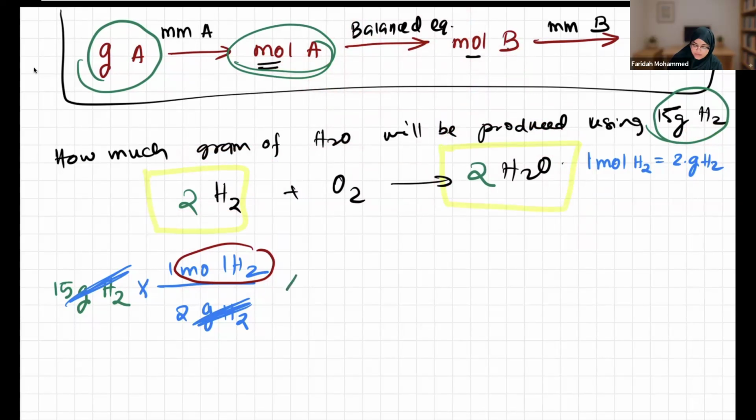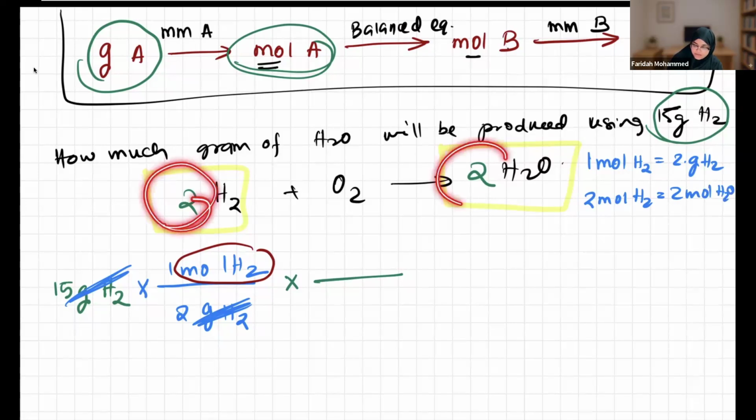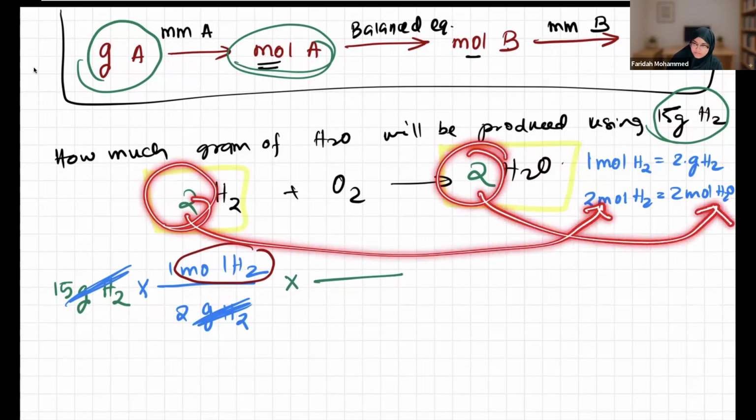So what do you do? You make another relation. Based on the balanced equation, you see what? 2 moles of hydrogen equals 2 moles of water. Where do I get the 2? From the balanced equation. 2 moles of hydrogen is 2 moles of water. Okay?